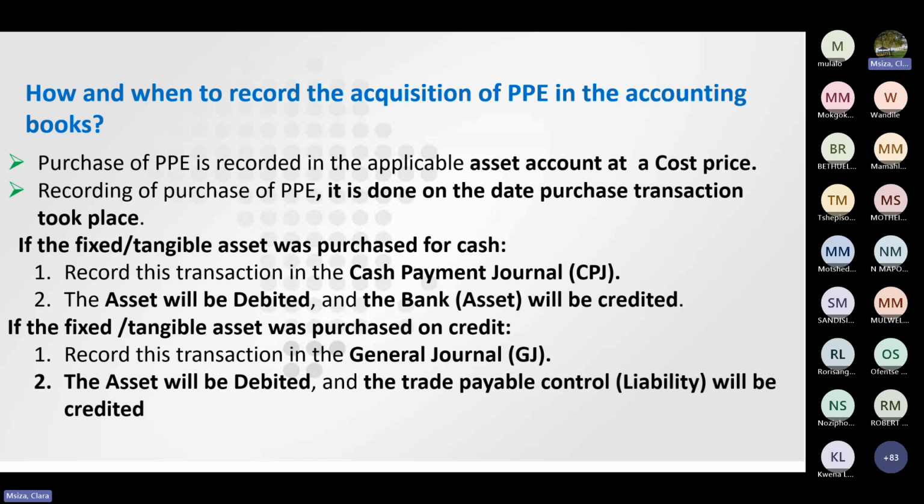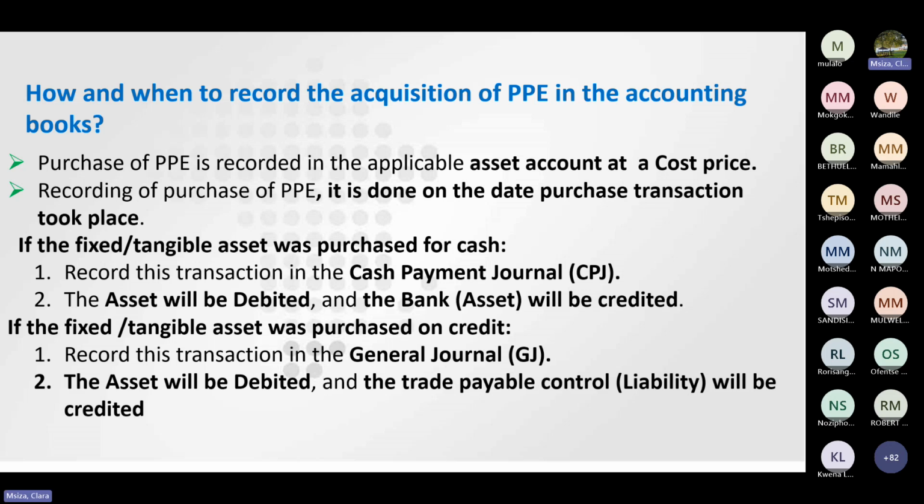And remember, since the asset, which is your PPE that you are buying, and the bank are both assets, it means one is going to increase and the other is going to decrease. Your bank will go down because you are taking out money to purchase a new asset. Then you create a new asset by debiting your asset account.